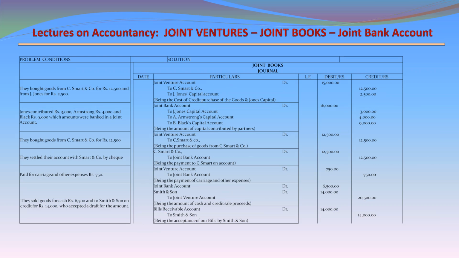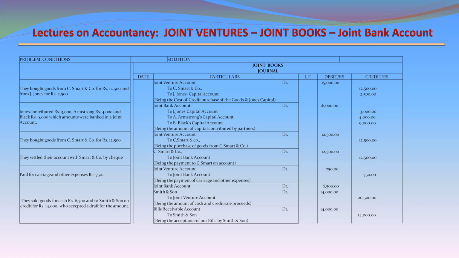Solution. Let us record journal entries transaction wise. They bought goods from C. Smart and Company for Rs 12,500 and from J. Jones for Rs 2,500. Journal entry for this transaction: Joint venture account debit 15,000 to C. Smart and Company 12,500, to J. Jones capital account 2,500, being the cost of credit purchase of the goods under J. Jones capital account.